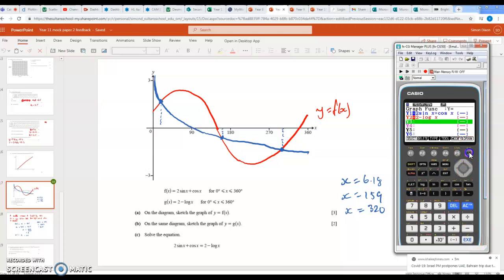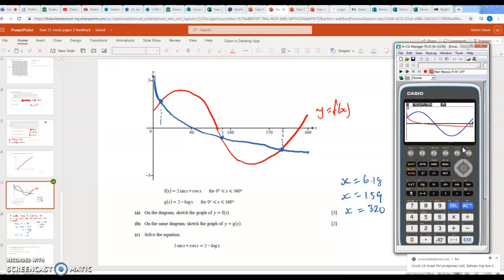So again, let's draw it. And you'll notice you get a load of nonsense. So that's because you haven't got the right x and y values. So go to your V window. X value should go from 0 to 360. Okay, the graph is telling you that. And y value should go from negative 3 to 3. The graph is telling you. Now draw it, and you can see what we've got here.